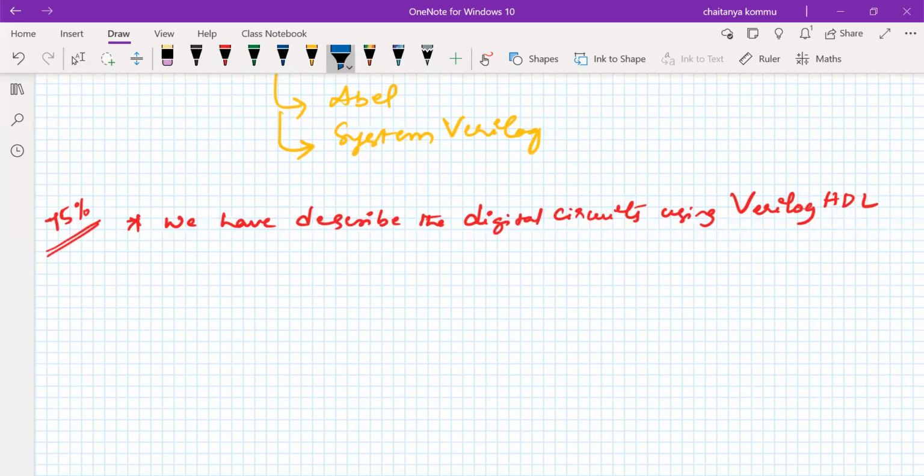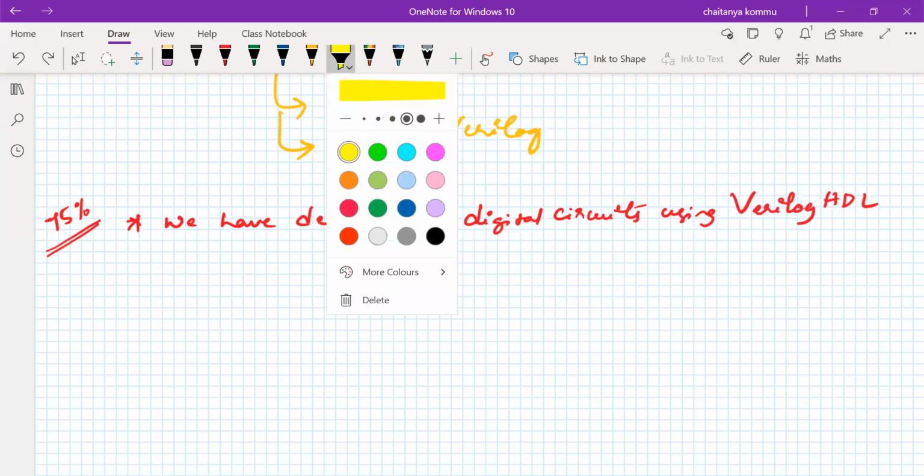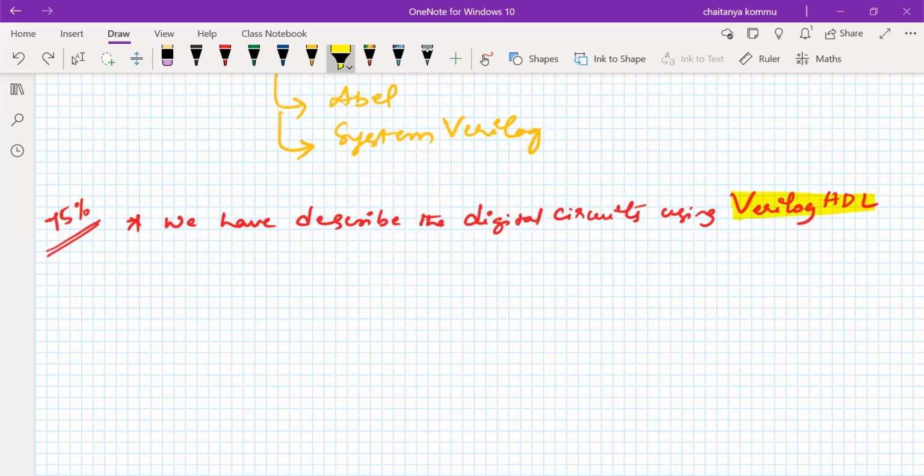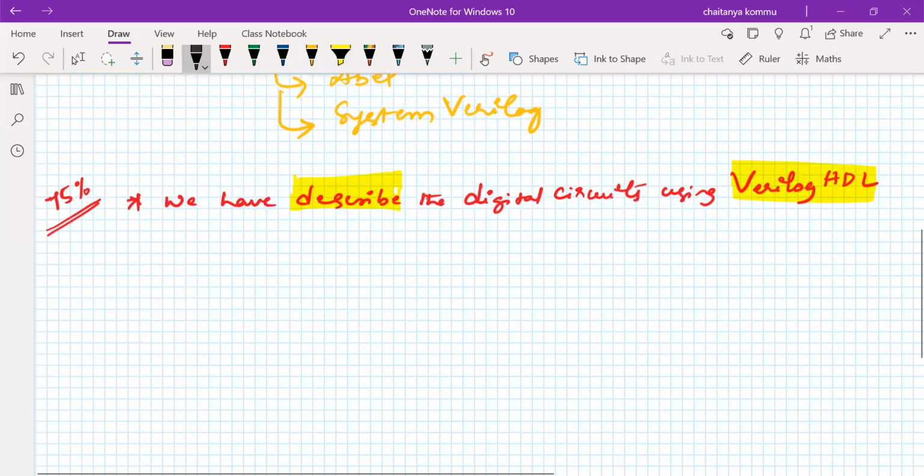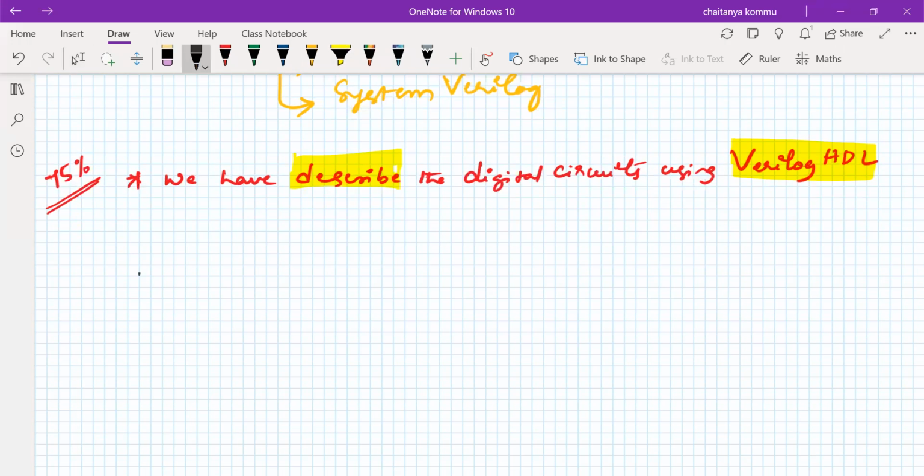Okay, fine. So our objective is very clear to everyone. So HDL programming and description is what we have to consider. We have to describe a digital circuit using Verilog HDL. I hope you understand the objective of the course lab session.